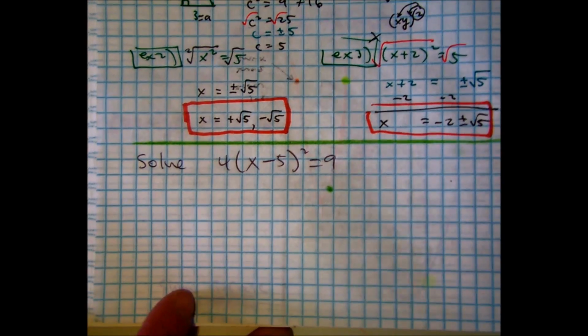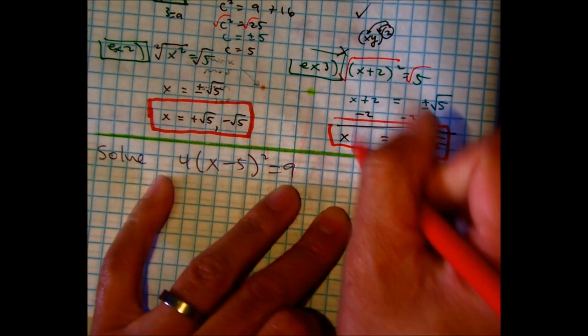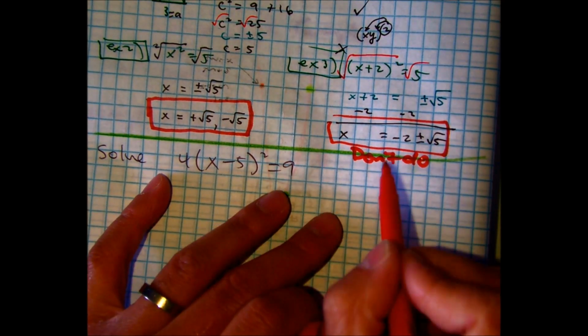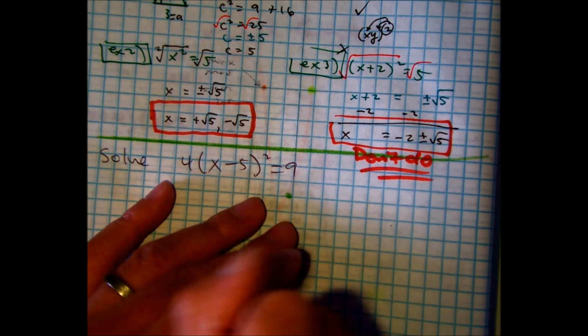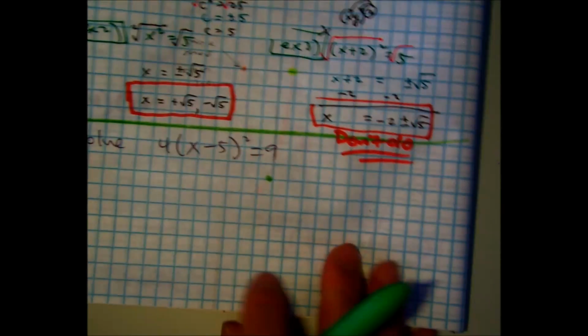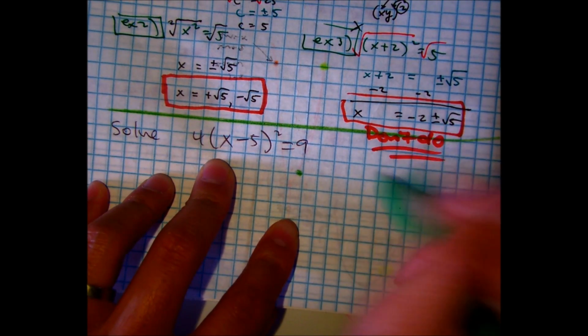This example says 4 times the quantity x minus 5 squared equals 9. I'm going to write this in big red. Don't do this. I'm going to go off a cliff here. It's not wrong, but it would make our lives miserable. So I'm just going to show you the advantage of the square root method, but this is the long way.